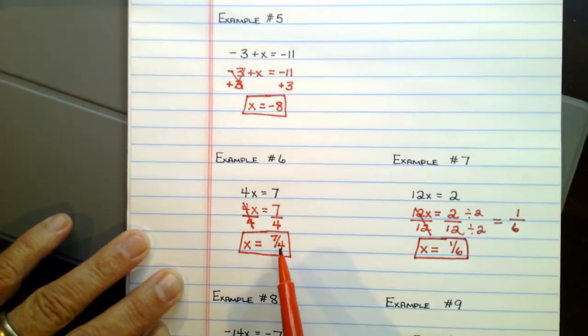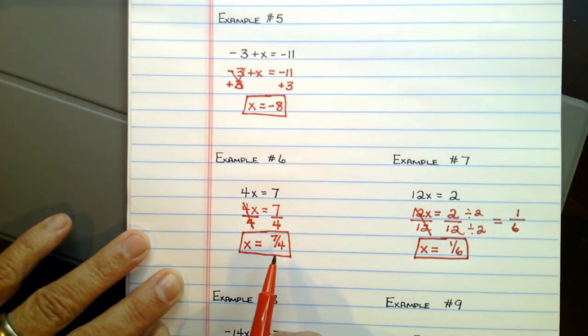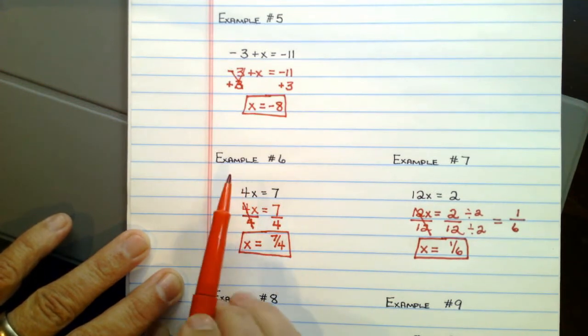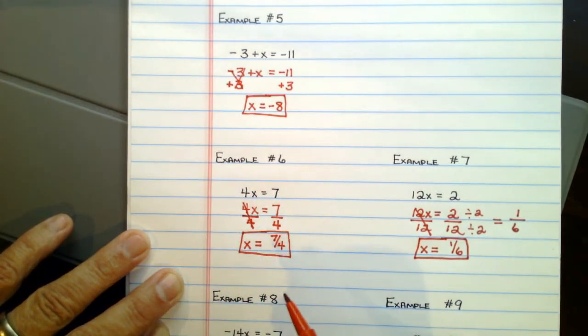Now some people think, well, this is not in lowest terms, I didn't change it to a mixed number. Changing something to a mixed number is not putting it in lowest terms. The instructions have to say, write it as a mixed number, write it as an improper fraction. The instructions didn't say write it as either one.